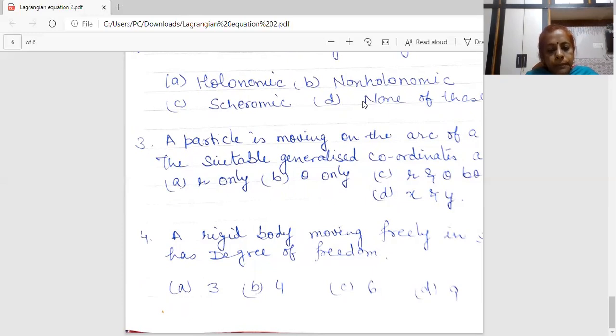Now the fourth problem is, I am taking a rigid body which is moving freely in space. Then you have to determine its degree of freedom, which I have taught you earlier. Options are 3, 4, 6 or 9. So I hope you will do this assignment as early as possible.